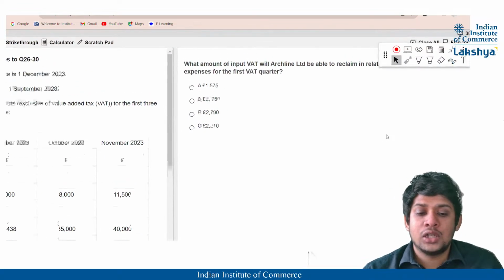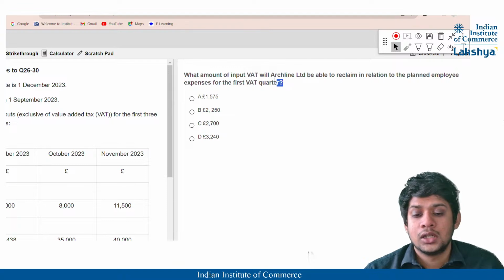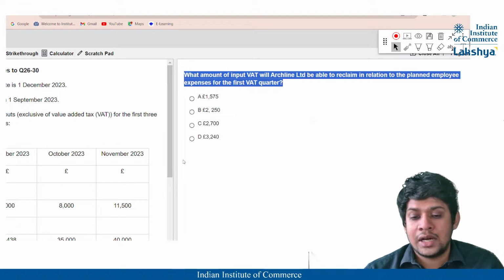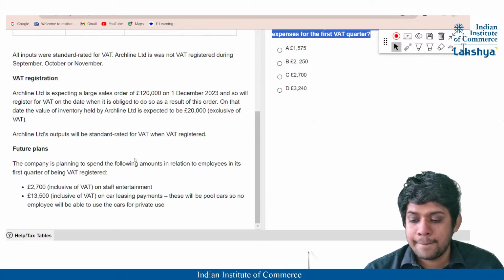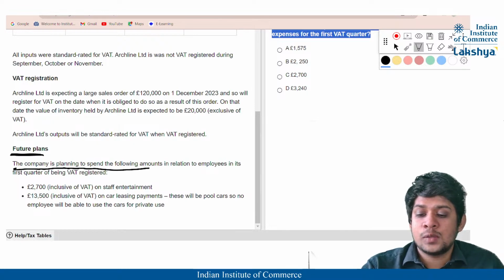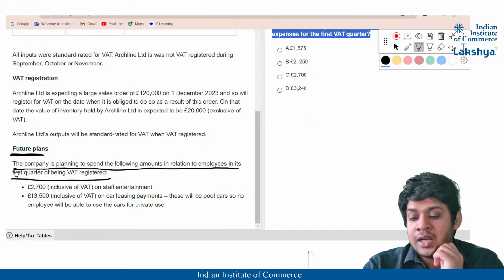Okay, moving on to the last question of our YT revision classes. What amount of input VAT will Archeline Limited be able to reclaim in relation to the planned employees' expenses for the first VAT quarter? So let us see what the planned employees' expenses are. In her future plans, the company is planning to spend the following amounts in relation to employees in its first quarter being registered.